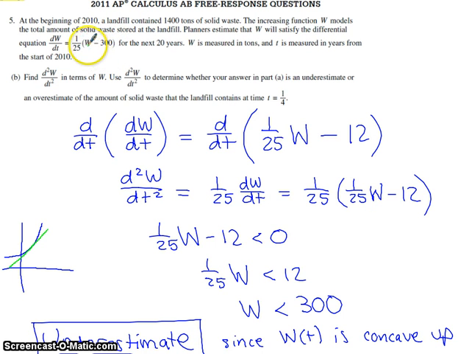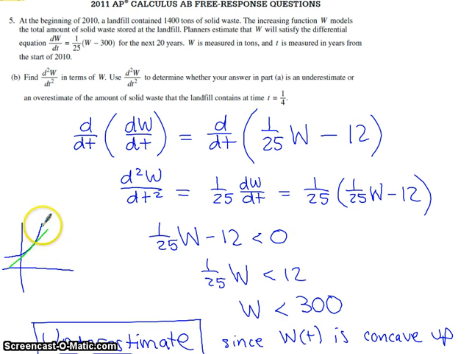If W is less than 300, if W is 200, 200 minus 300 gives me a negative value here. And that would make the second derivative negative. So I knew that this graph was going to be concave up, since W is going to begin at 1,400 and grow larger. So our graph is always going to be concave up.